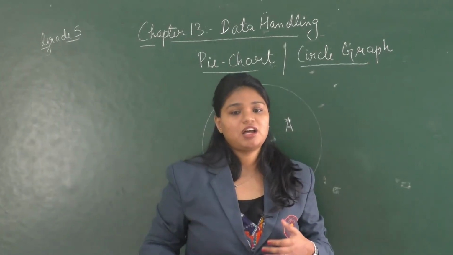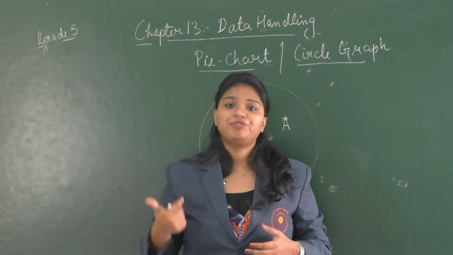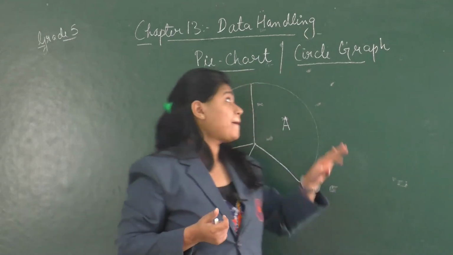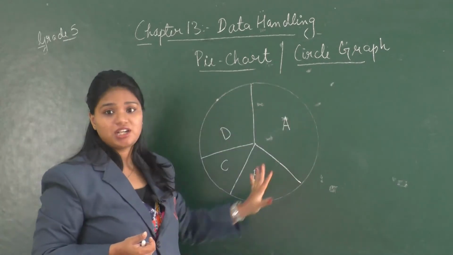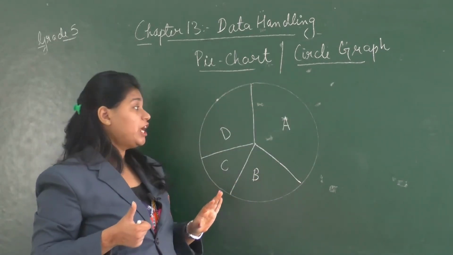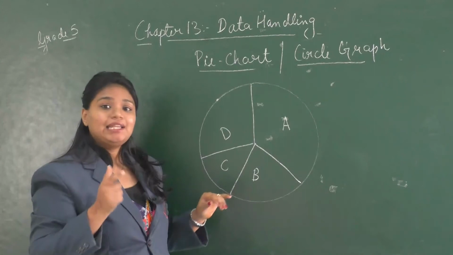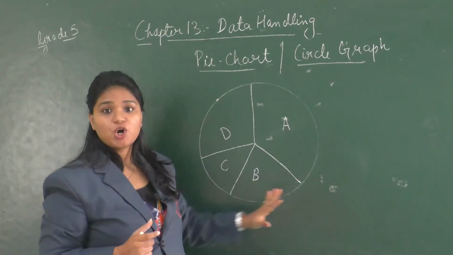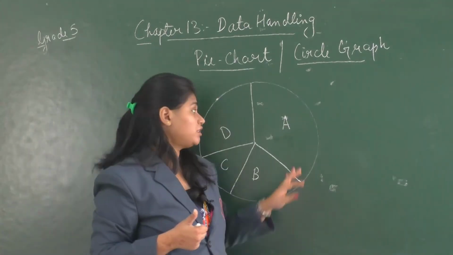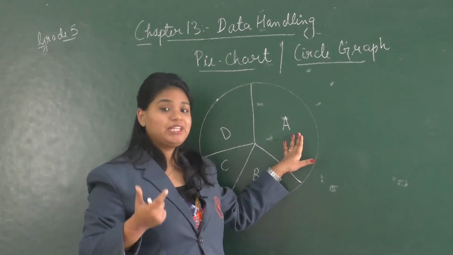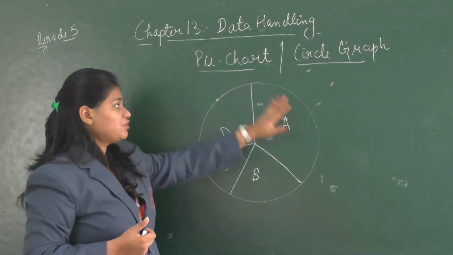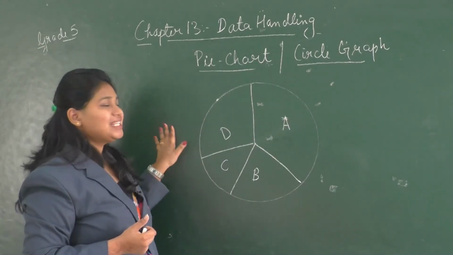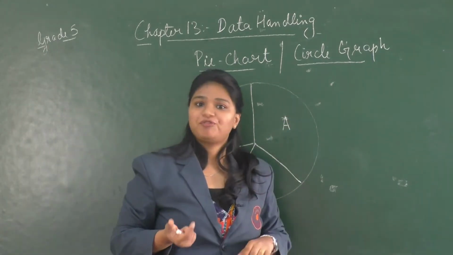Now after bar graph, let's learn about another type of data representation, that is pie chart or circle graph. Now pie chart is a circular graph that represents data in the form of sectors, and each sector is a part of whole circle, and each sector is proportional to the size of the data that it represents. So this is a pie chart and it is in the form of a circle. Now let's understand this concept with the help of an example.